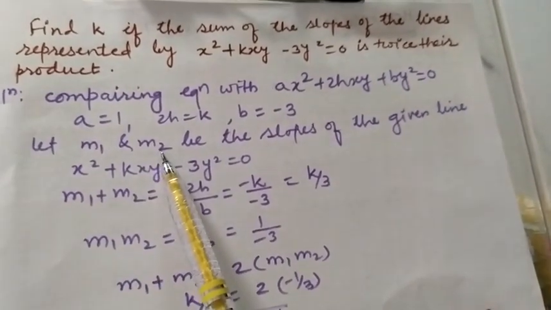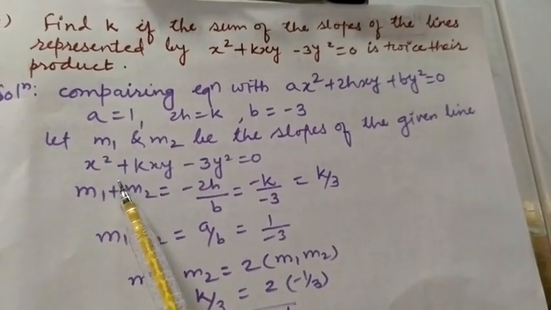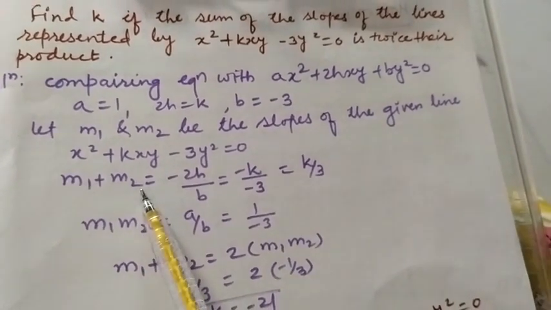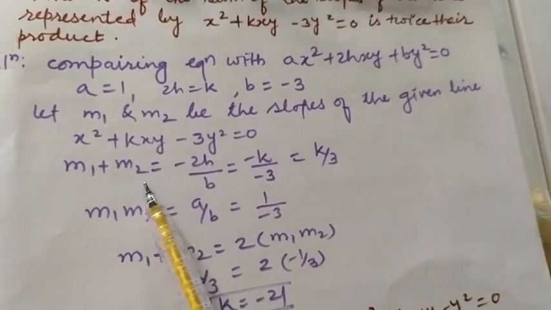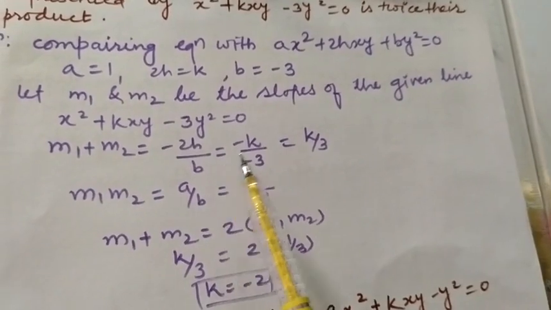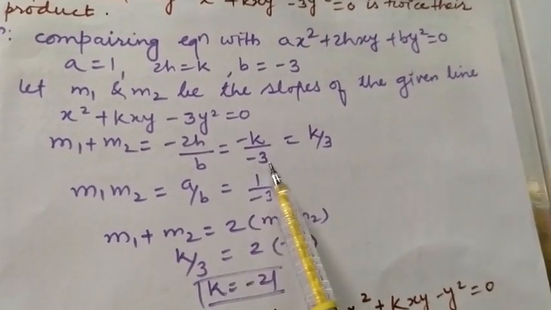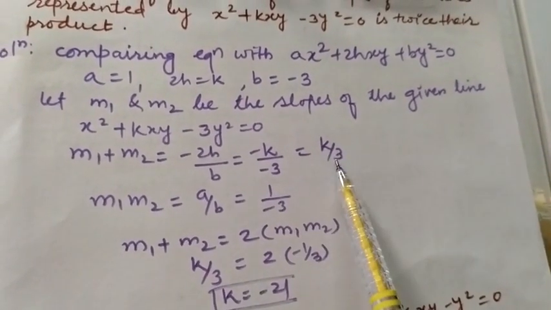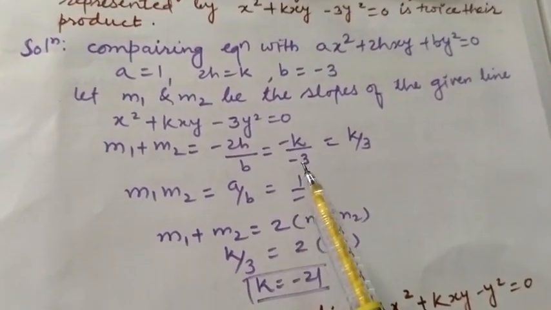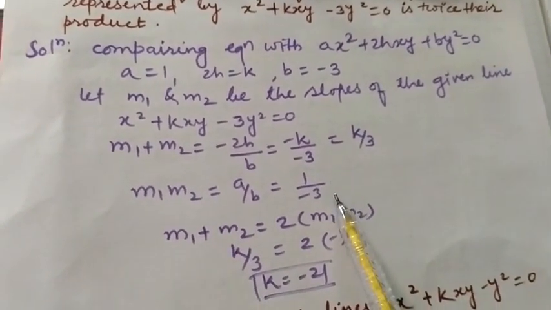Now we consider m1 and m2 to be the slopes of the given lines, x² + kxy − 3y² = 0. The sum of the slopes is given by −2h/b. The value of 2h is k and b is −3, so −k/(−3) gives k/3. The product m1 × m2 is a/b, where a is 1 and b is −3, so −1/3.